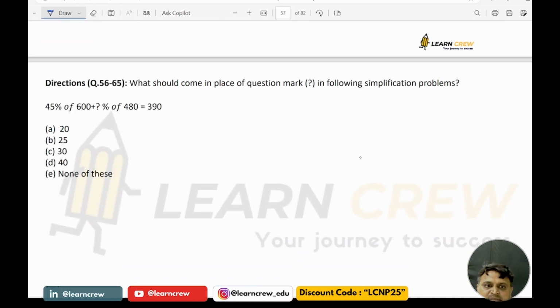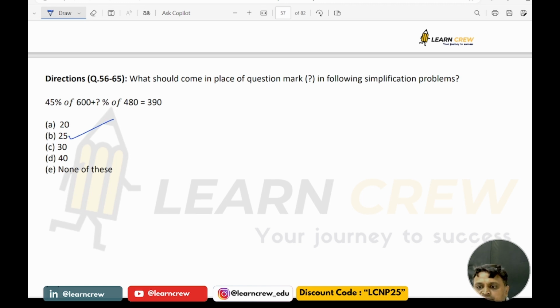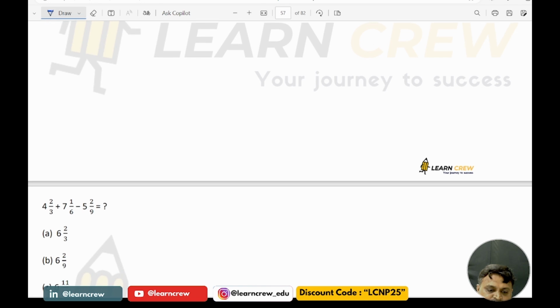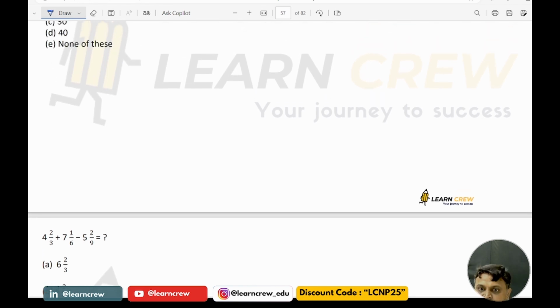Next, question based on simplification. 45% of 600 is 270. 390 minus 270 is 120. So 120 is 1/4 of 480. So answer is 25%. Next. Next question.